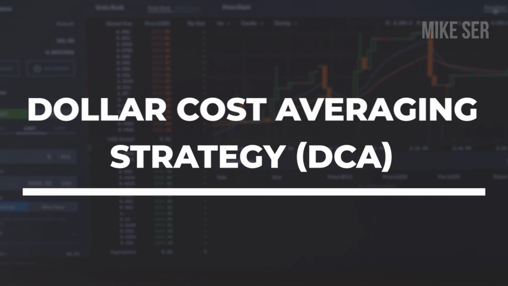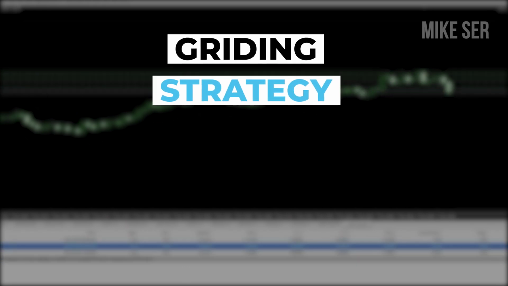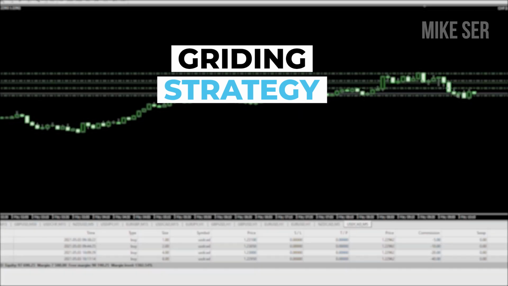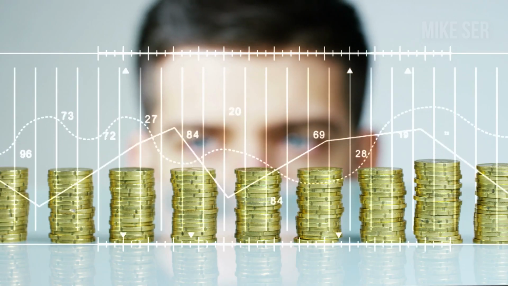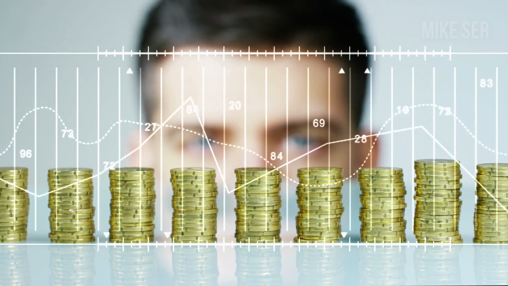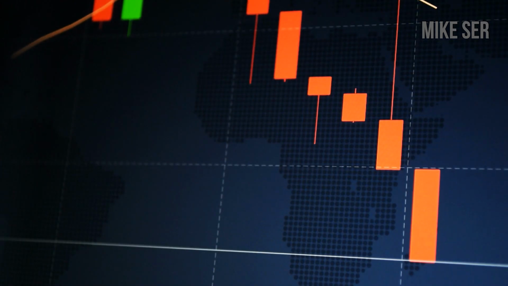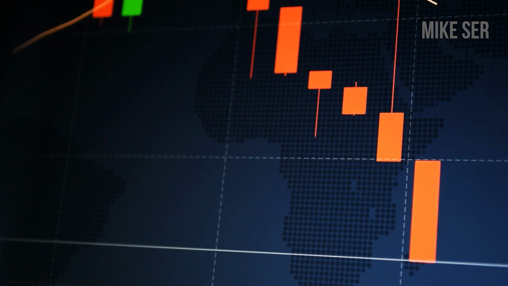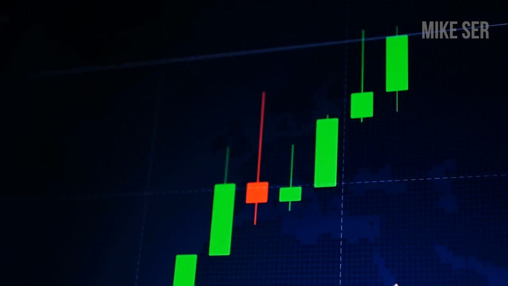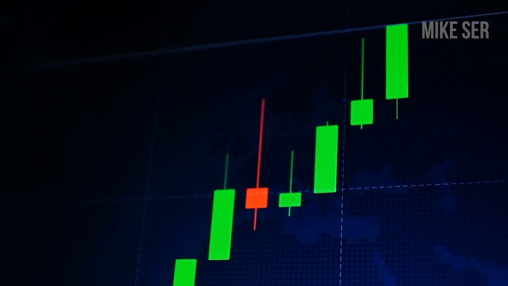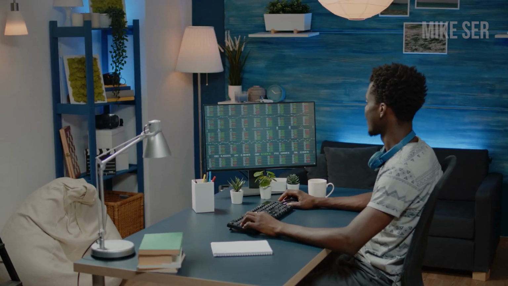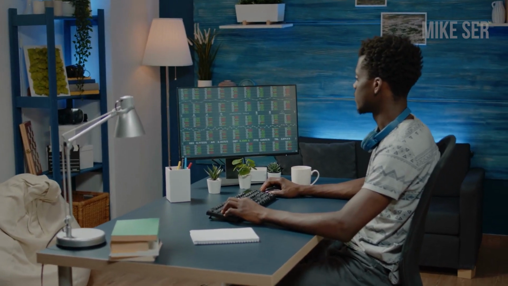So let's get started. What I'm going to share with you today is a trading strategy called gridding that allows you to accumulate multiple positions. It's a strategy similar to dollar cost averaging, where you accumulate positions as the price goes against you, with the objective that at some point the price will go in your favor and you will be able to make a profit from it. It's a strategy that works well in the Forex markets, and I'll explain to you why this is the case later. First of all, let me explain to you what a grid strategy is.